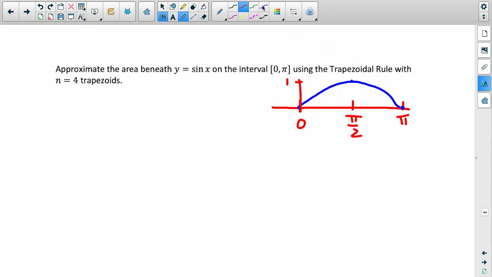And what we're interested in is all this area underneath here. Okay. Now, if you want to draw the trapezoids, what you're going to need to do is figure out the width of each one. So how do you do that? You use the width formula, which is like this.